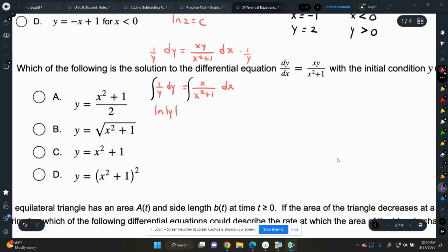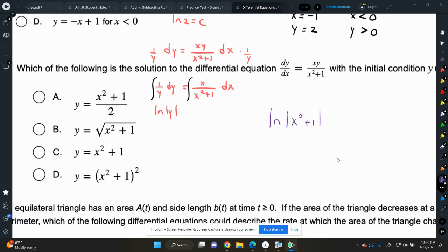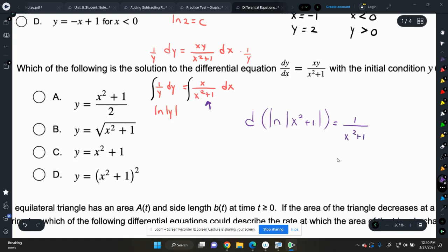So let me work backwards. Let's pretend that you thought it was a natural log of x squared plus 1. Well, let's take the derivative of that and see what we get, because when we take the derivative, we should get that, right? So the derivative of the natural log of x squared plus 1 is 1 over x squared plus 1 times 2x. That gives me 2x over x squared plus 1, and that's not what I have. So I've got to do something different.